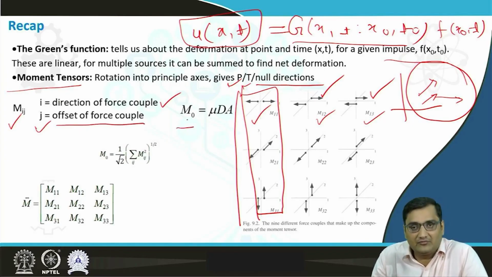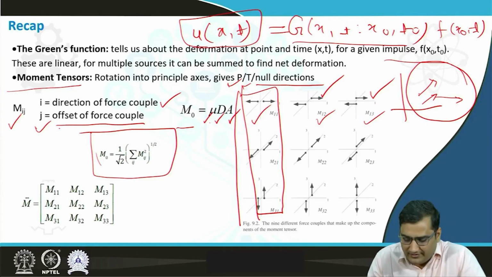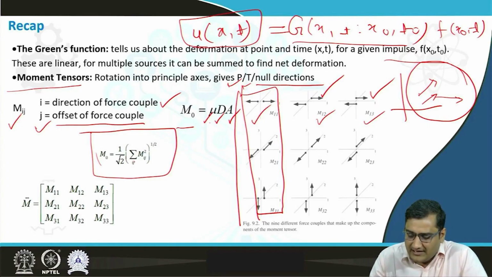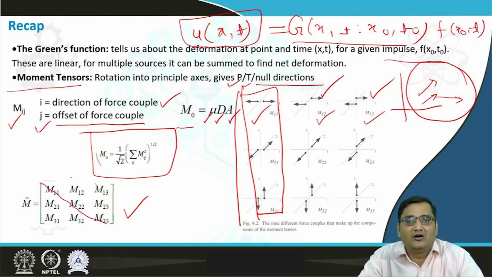And M0, that is the scalar moment, can be defined as the product of the shear modulus mu, the slip, and the area, represented by capital A. The seismic moment, or scalar moment, can also be written in terms of the components of the moment tensor: 1 by root 2 times the square root of the sum over i and j of Mij squared. The moment tensor, since it has 9 components, can be represented by this particular tensor. So these are the diagonal elements and others are the off-diagonal elements.